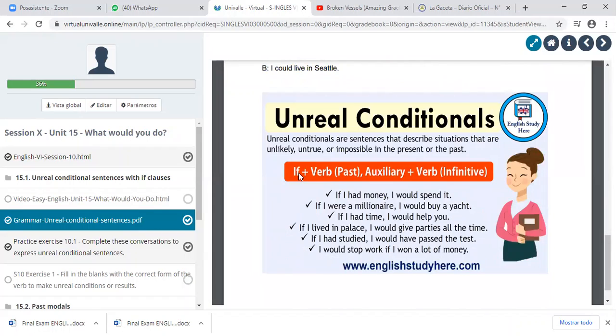Y acá tenemos una estructura gramatical más básica, la cláusula del tiempo, el time clause if, más un verbo en pasado, más el auxiliar, más el verbo en infinitivo, ¿ok? If I had money, I would spend it. Si yo tuviera dinero, yo lo gastaría. Okay, if I were a millionaire, I would buy a yacht. If I have time, I will help you.